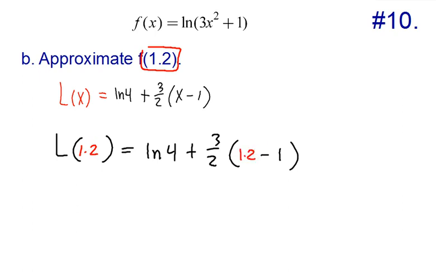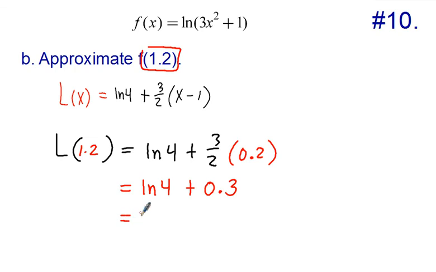Okay, so let's see what goes on here. We're going to subtract 1 from 1.2, and that gives 2/10. And let's see. Half of 2/10 is 1/10, and we want 3 times that. So that should be 3/10. Alright, so our approximation is the log of 4 plus 3/10. We could use a calculator to get a decimal value for this expression, but that's good enough for me.